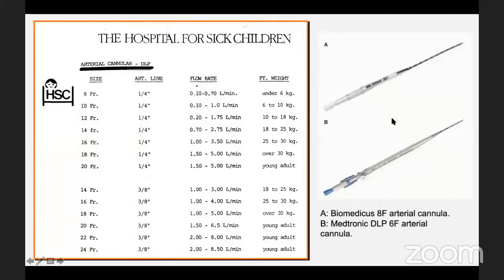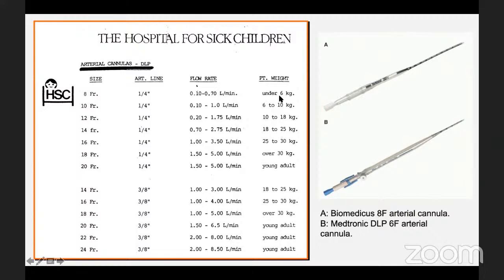So here is an example of the arterial cannula that's used in pediatrics. This is the Biomedicus 8 French arterial cannula, and the other one is the DLP 6 French. It is an example from the Hospital for Sick Children about choosing the sizes according to the patient weight. Neonates under the age of 6 usually use the size of 8 French, the arterial line should be quarter inch, and the flow rate is 0.1 to 0.7 liter per minute.